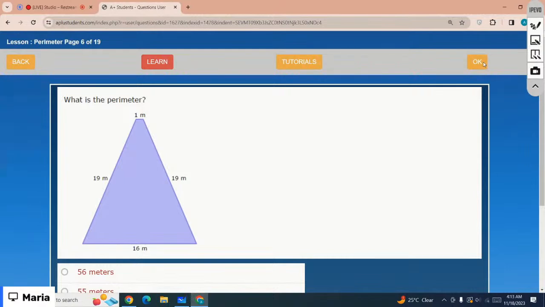What is the perimeter? Which is the correct option? The correct option is, yes, the correct option is 56 meters.